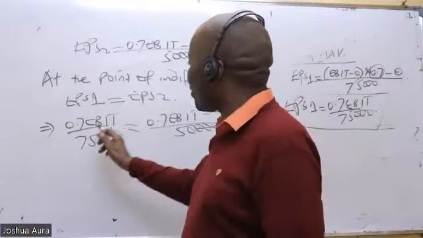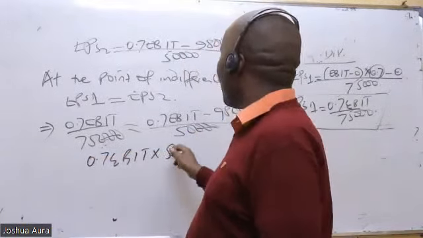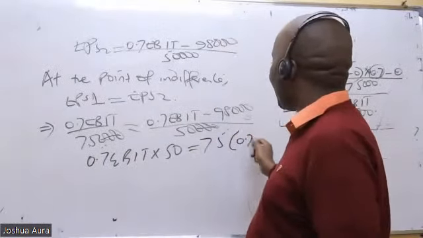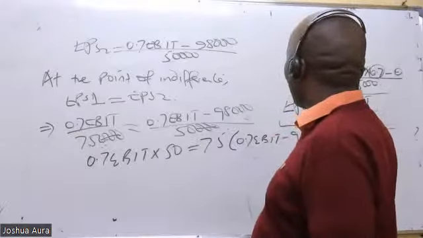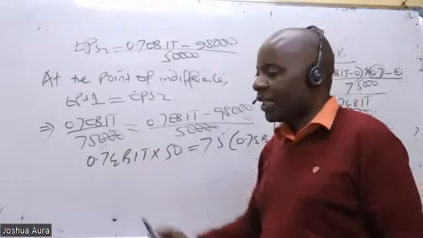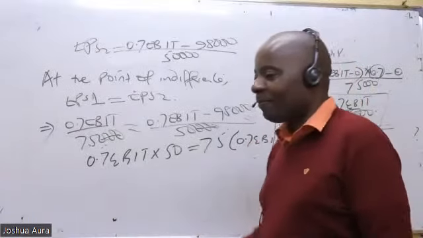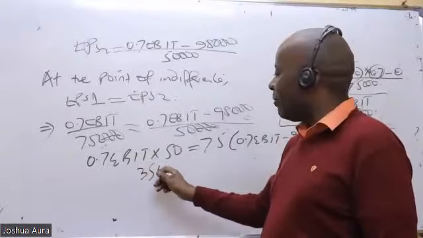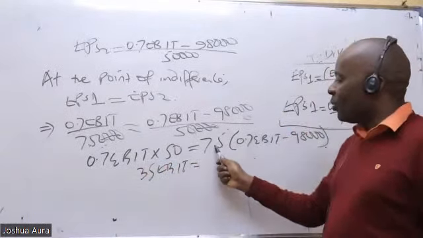So if you cross multiply, this will be 0.7 EBIT times 50 equals 75 comes here, 75 into 0.7 EBIT minus 98,000. So what is 50 times 0.7? 35. So 35 EBIT, thank you very much, equals, I want to distribute this 75.